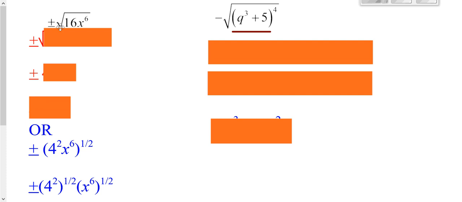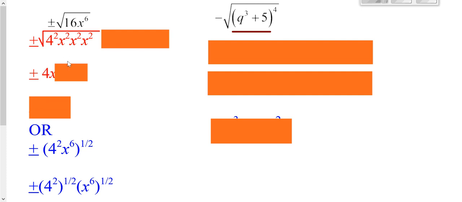So here we have the square root. You want to try to rewrite the inside as perfect squares to help you with your square root. Well, 16 is a 4 squared. X to the 6 is an x squared, another x squared, and a third x squared. Now, if you have perfect squares like this inside of a square root, your square root cancels out all these exponents of squaring, leaving you only with a 4, an x, and another x. Well, x times x times x is really an x cubed.